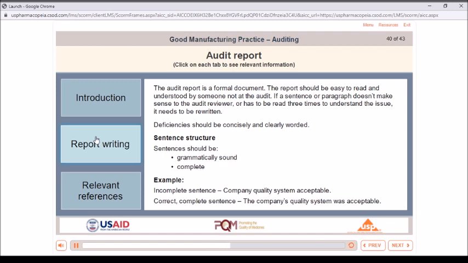Sentence structure. Sentences should be grammatically sound, complete. Example: incomplete sentence. Company quality system acceptable. Correct, complete sentence. The company's quality system was acceptable.